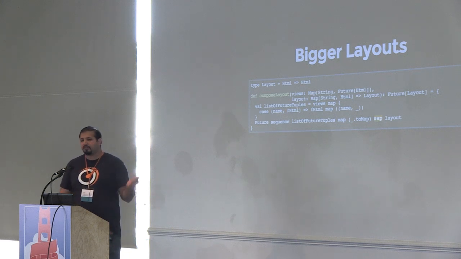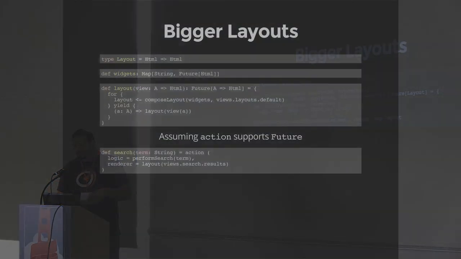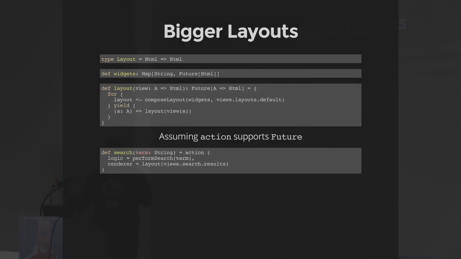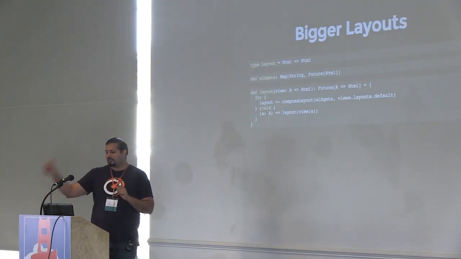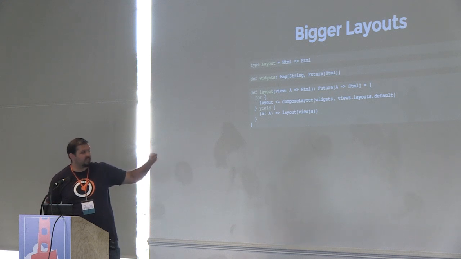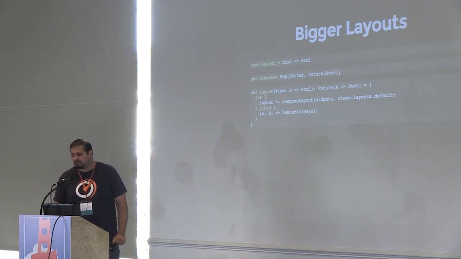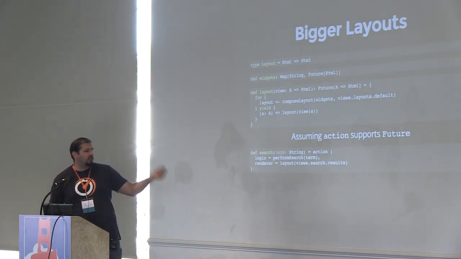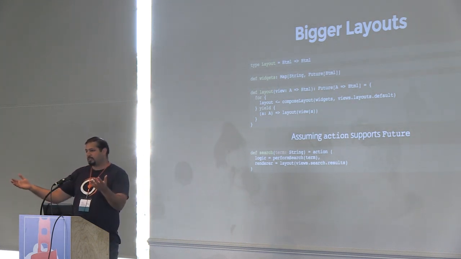And so now I have a function from HTML to HTML again, which I can just inject my core view into. And assuming that my action now supports futures, I can take my widgets, pull the layout out that takes the widgets and the default layout, and now I can present a function that just takes the layout and wraps the view that I care about. And then I can run my search by saying layout over my search result view.